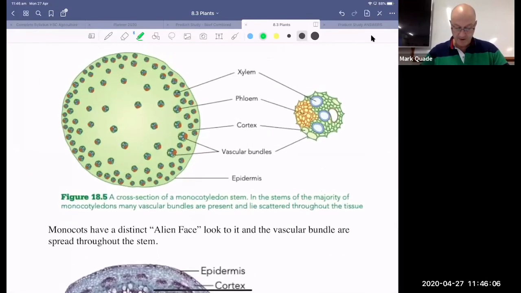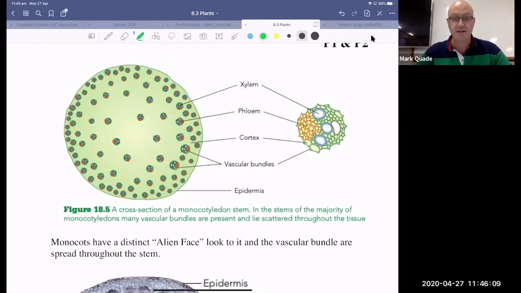Okay, so if we have a look at, this is a cross section of a monocot stem. Now, the vascular bundles are spread randomly throughout the monocot stem. Okay, now we use the term alien face. This looks like a side-on alien face. Okay, when we get into the classroom and do some pracs, we'll actually be looking at this sort of stuff, and it does look like a bit of an alien.